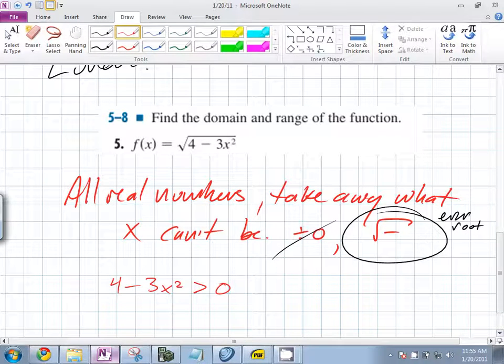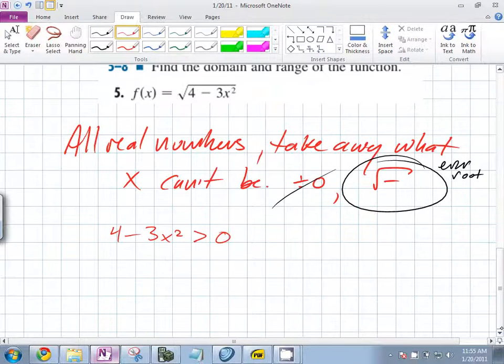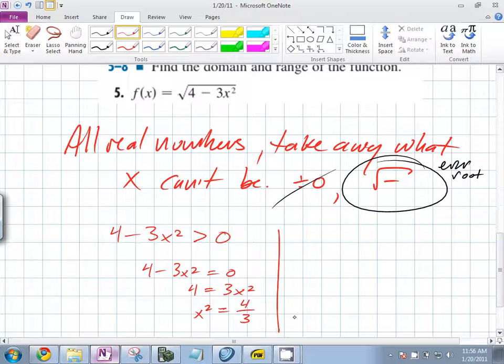How do we find out when it's greater than 0? What do we have to find first? Where it's equal to 0, yeah. So 4 minus 3x squared is equal to 0. So 4 is equal to 3x squared. So x squared is equal to 4 over 3. Take the square root of both sides, so x is equal to plus or minus the square root of 4 over 3, square root of 3.